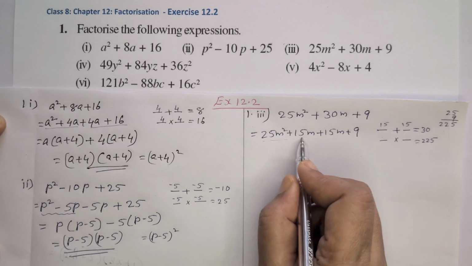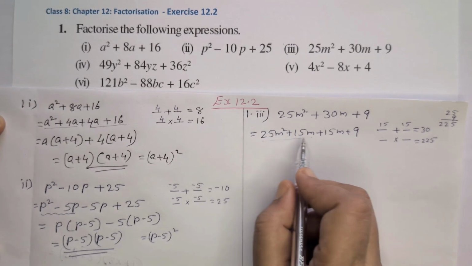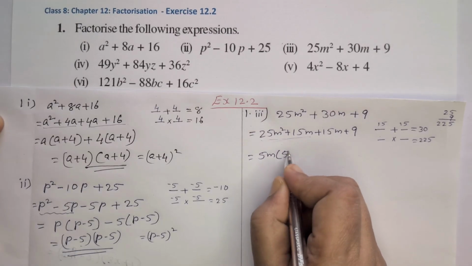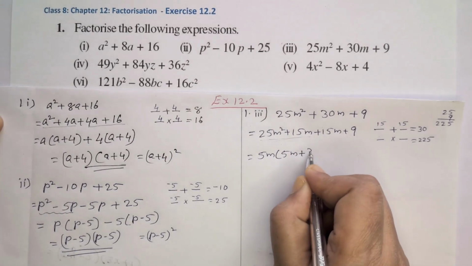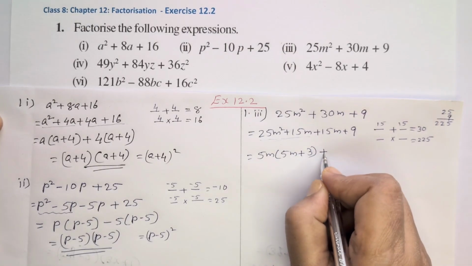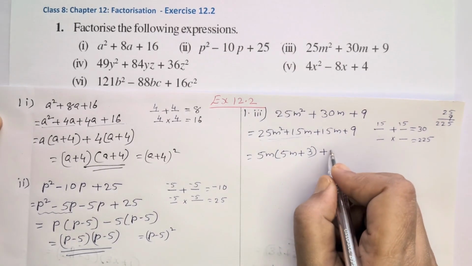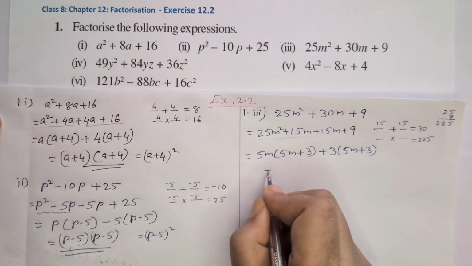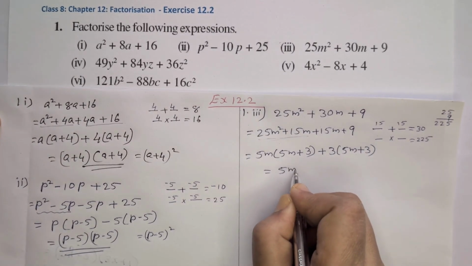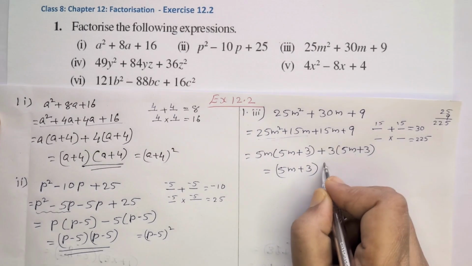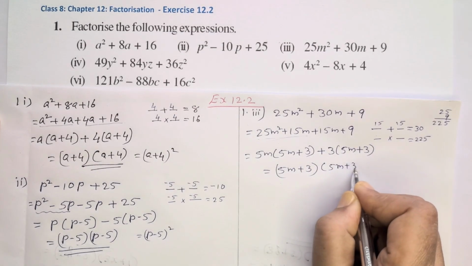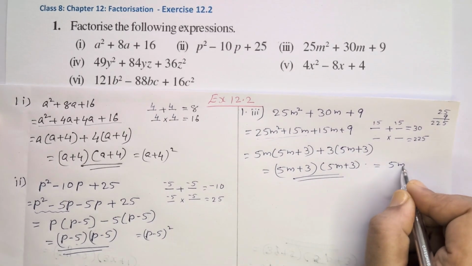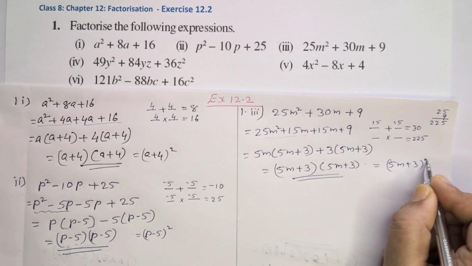From here the first group, we can take 5m as common. Then remaining 5m plus 3. Here we can take 3 as common, 5m plus 3, which means this bracket is common. Remaining 5m plus 3, and this is the factorized form, same as that, 5m plus 3 the whole square.